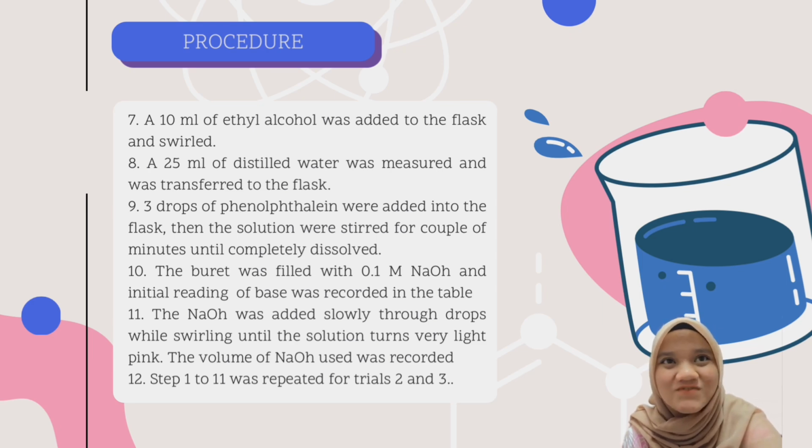The burette was filled with 0.1 molarity of sodium hydroxide, and the initial reading of the burette was recorded in the table. The NaOH was added slowly through drops while swirling the flask until the solution turned a very light pink. The volume of NaOH used was recorded. Steps 1 to 11 were repeated for trials 2 and 3.